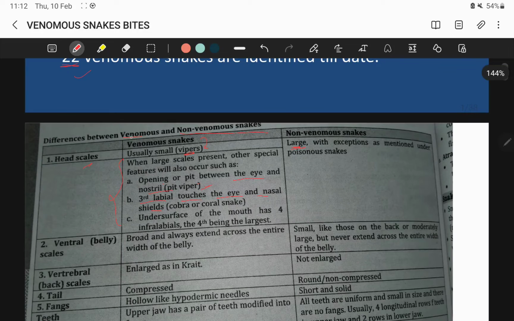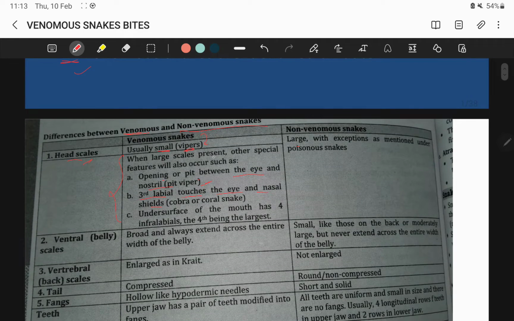So what is the difference between venomous and non-venomous? You should know how to differentiate them. In venomous snakes, the head scales are usually small, but in non-venomous snakes they are usually large. Exceptions are there. If the snake is venomous and it has large scales, then it has other features as well.